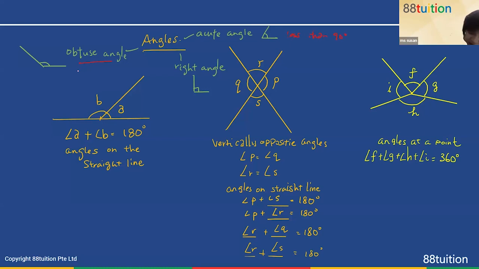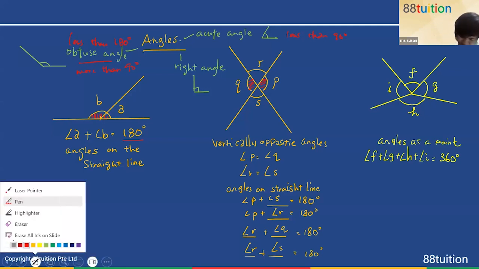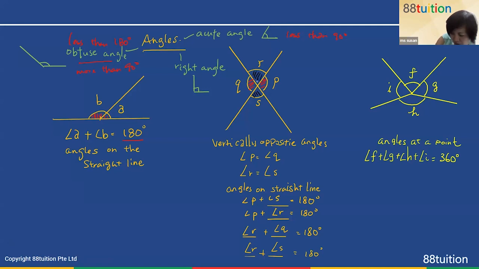As we go along, we will add in. So this is more than 90 degrees, but less than 180 degrees. So A plus B, this is A, this is B, adds up to be 180 degrees, angles on a straight line. We have another angle, vertically opposite angles. Here, when there's a cross, P must equal Q, and then S must equal R. We call them vertically opposite angles.